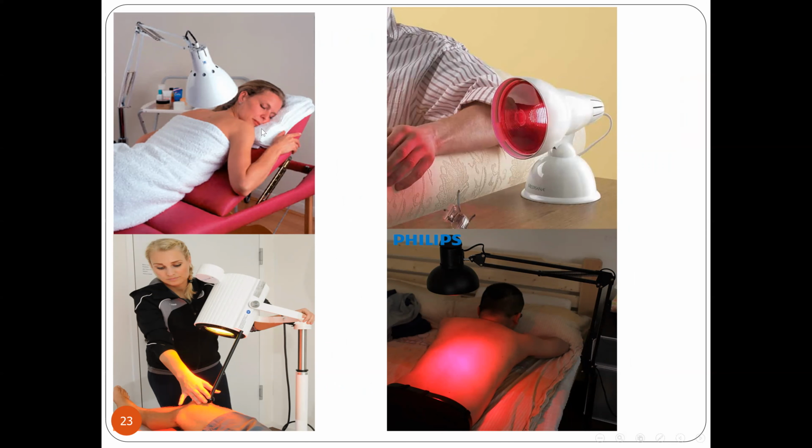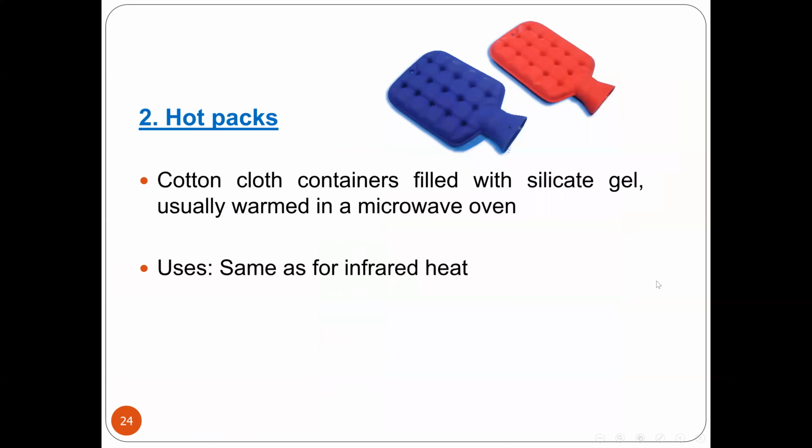These are examples of the infrared for upper neck pain, back pain, or neck pain, for left wrist tenosynovitis, for knee pain, and for low back pain.